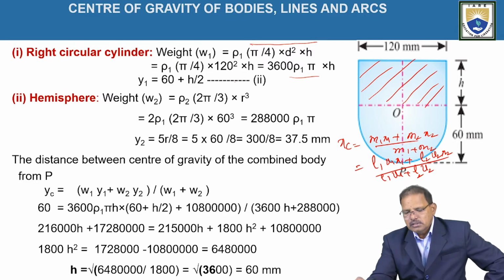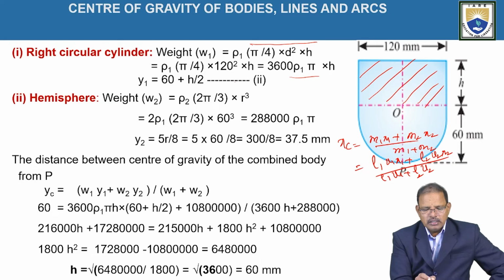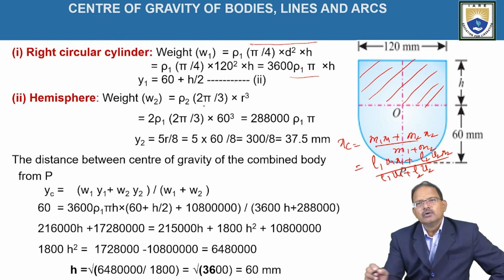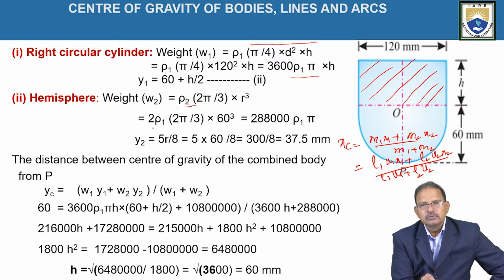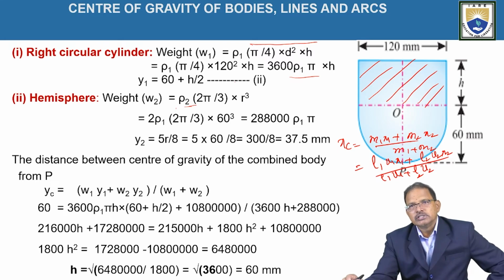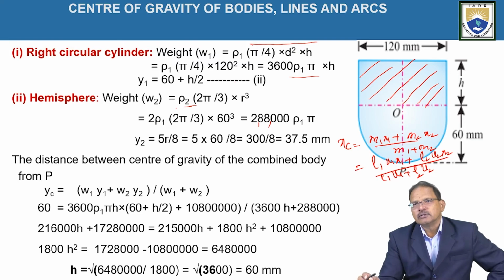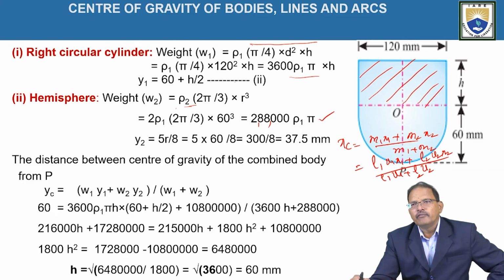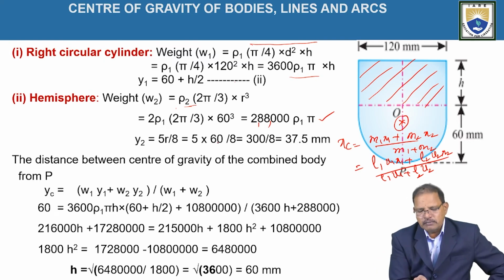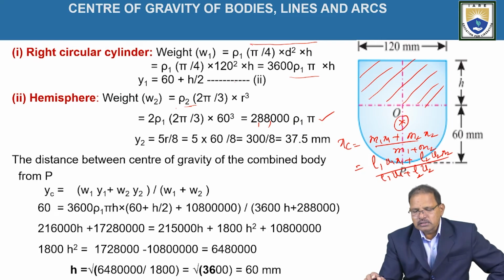According to our problem, the density of the hemisphere metal is twice that of the cylinder. Hence rho 2 equals 2 into rho 1. The weight W2 of the hemisphere is rho 2 into 2 by 3 pi r cube, which is 2 into rho 1, 2 by 3 pi into 60 cube. On simplification we get 2,88,000 rho 1 pi. Yt lies at a distance of 5r by 8 from the base, where r is the radius of the hemisphere. 5 into 60 by 8 is 3000 divided by 8, which is 37.5 mm.